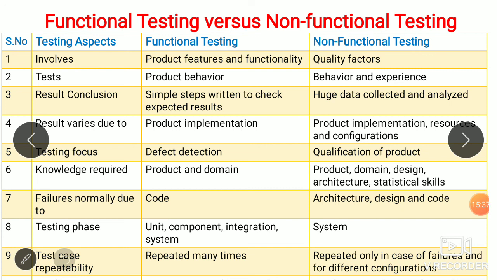Next, the ninth difference is test case repeatability, which means how many times you can repeat the test cases. In functional testing, you can repeat the test cases as many times as you need. But in non-functional testing, we are repeating the test cases only in case of failures and for different configurations. With no failures or no different configurations, we are not going to repeat the test cases in non-functional testing. But in functional testing, we are going to repeat the test cases as many times as we need. This is the difference between functional and non-functional testing.